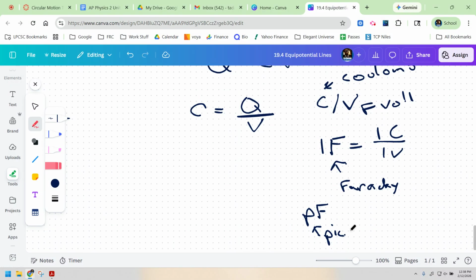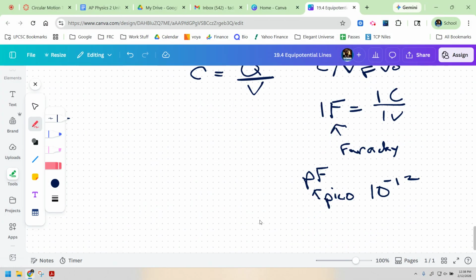So this is pico. That's 10 to the negative 12, if I remember correctly. And then you guys know what milli is, right? That's just milli. That's 10 to the negative 3. Okay. And so where are we going with all this?